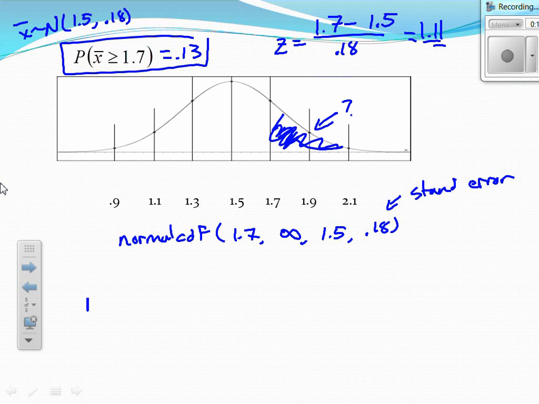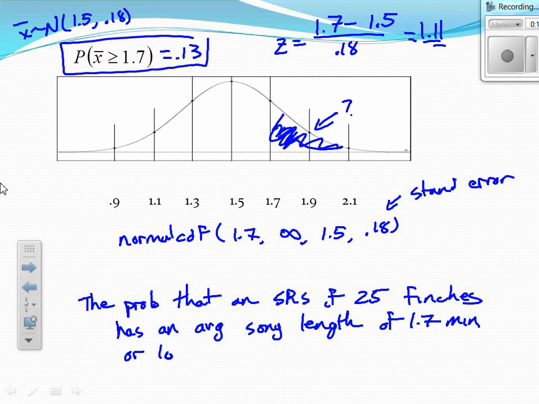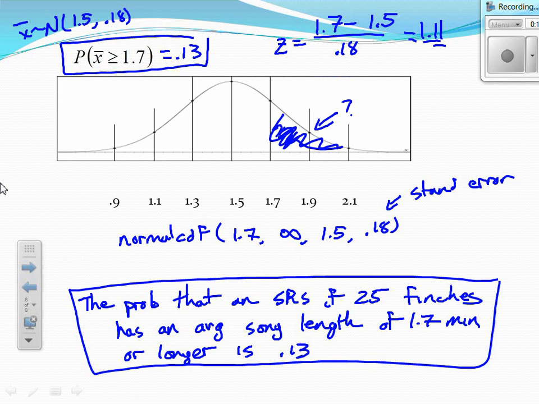So the final piece of the puzzle here, after we've done all of this, is to answer the question. The probability that an SRS of 25 finches has an average song length of 1.7 minutes or longer is 0.13. So it probably wouldn't be out of the ordinary if we saw this, since 13% of our samples are going to find this value.